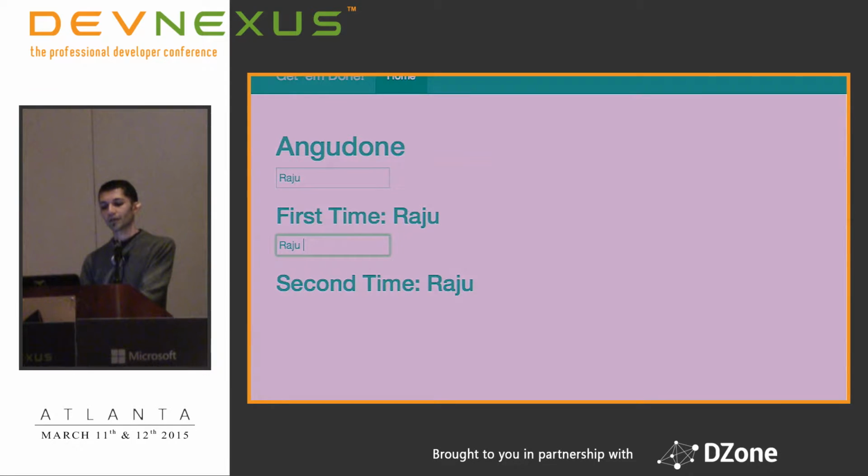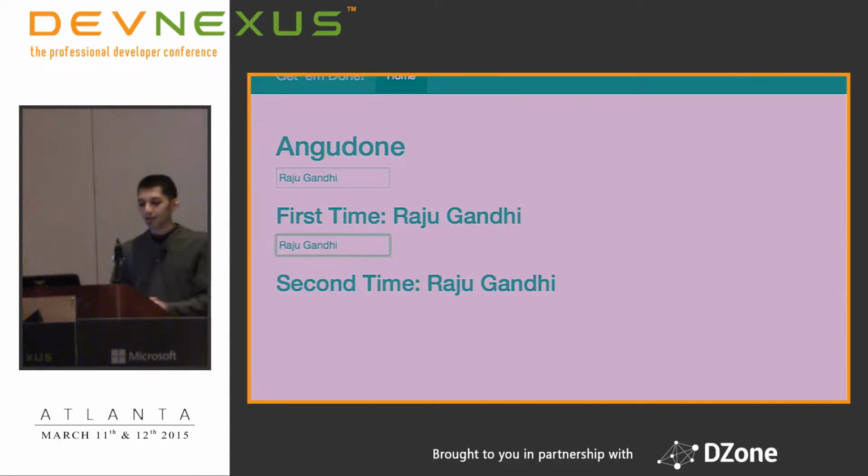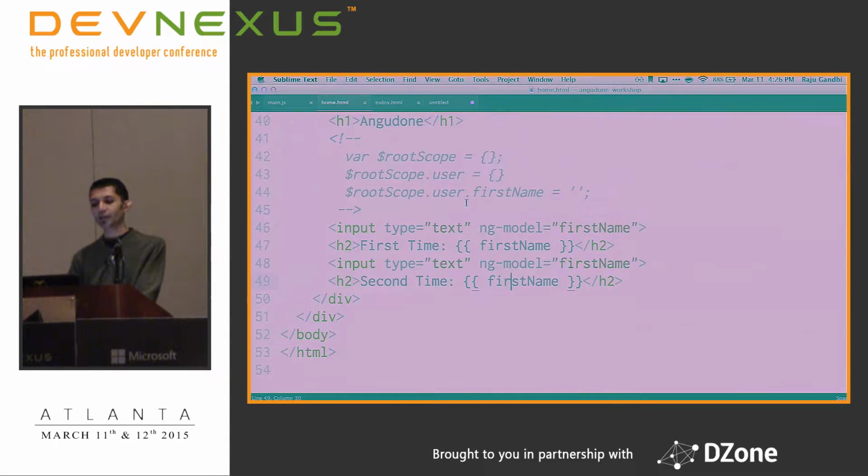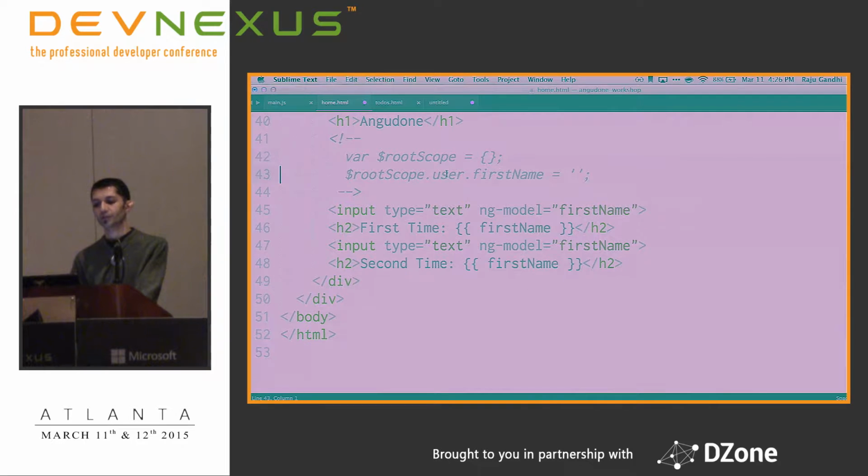And if I start typing it here? Why? Because the same property is being interrogated on the root scope. So right, this is not there. Get rid of this. And they both are using the same property.